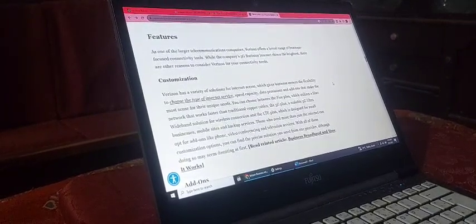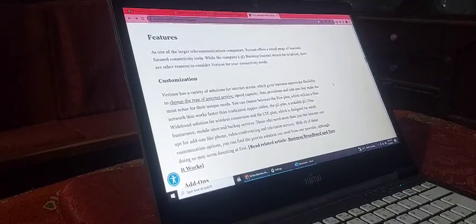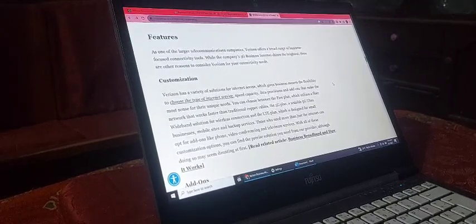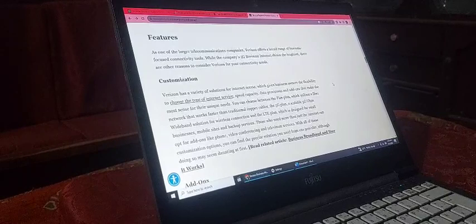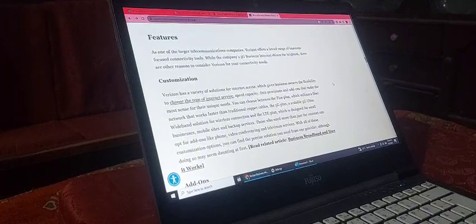Features. As one of the large telecommunication companies, Verizon offers a broad range of business focused connectivity tools. While the company's 5G business internet shines the brightest, there are other reasons to consider Verizon for your connectivity needs.